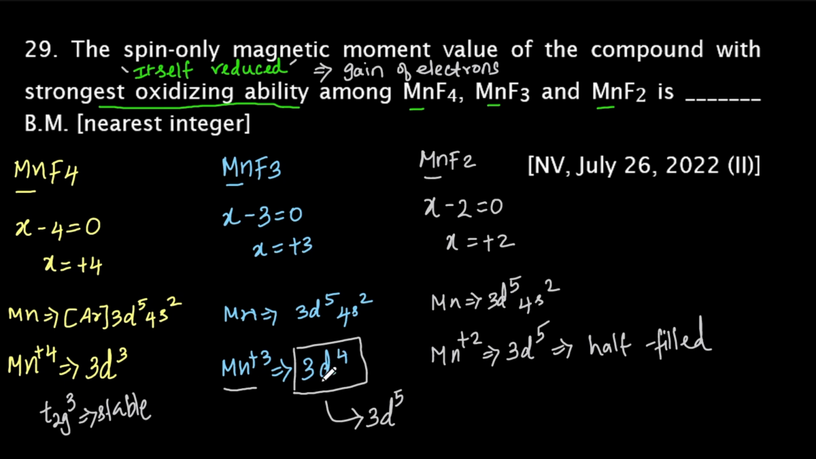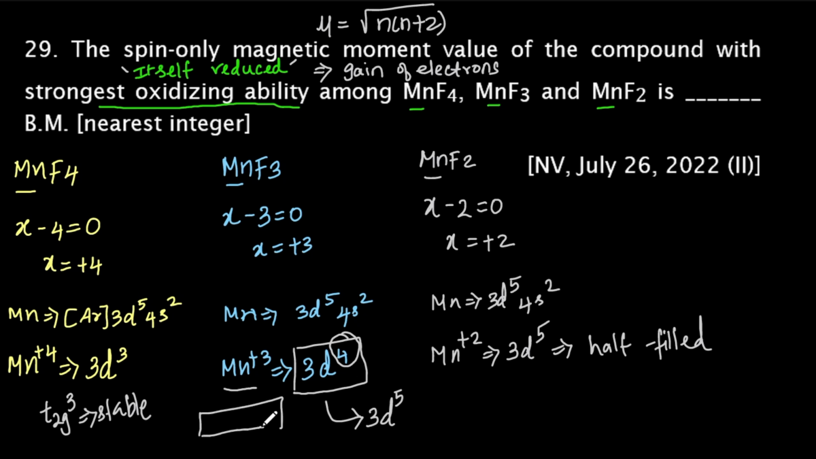Now what is the question they are asking? The spin only magnetic moment value. So you have to find mu. The formula of mu is root of n into n plus 2, where n is the number of unpaired electrons. The number of unpaired electrons we have already calculated. It is having 3d4 configuration.